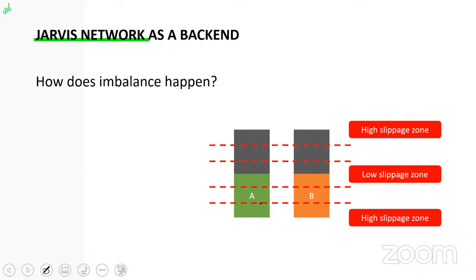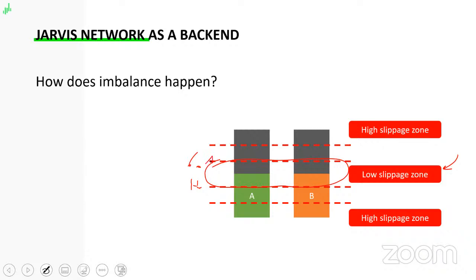So this is a pool with two assets. If the ratio between the assets is contained between those two lines, so let's say it's between 60% and 40%, so if you have one asset at 45% and another one at 55%, you are in the low slippage zone, so the pool can work normally. But as soon as the ratio goes above this low slippage zone, then you start to have very high slippage.